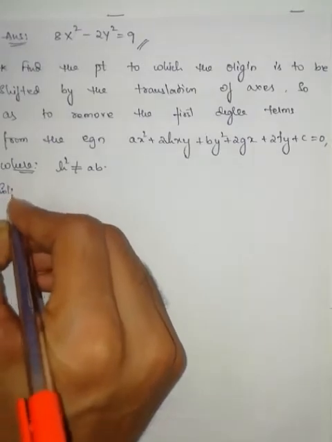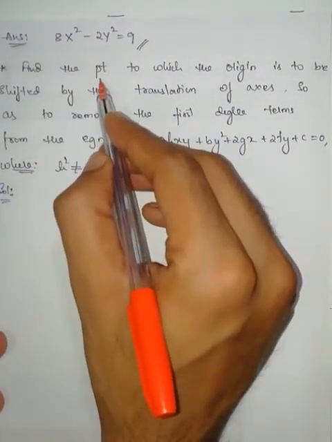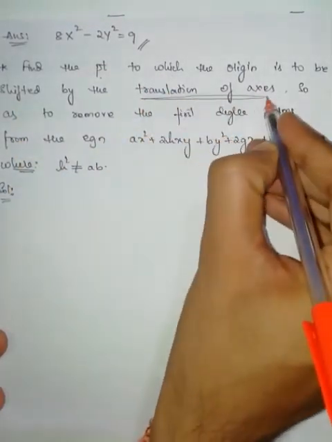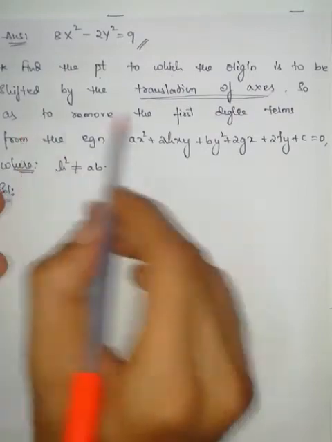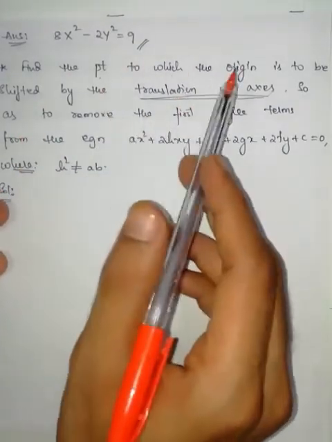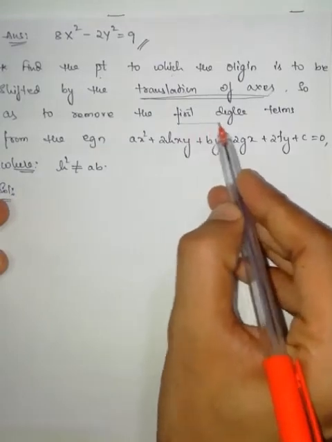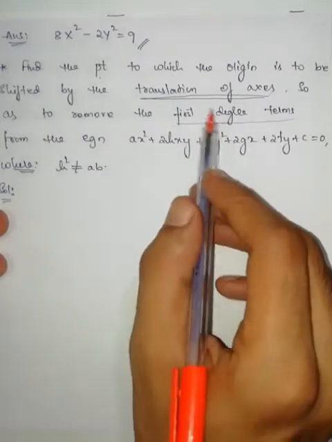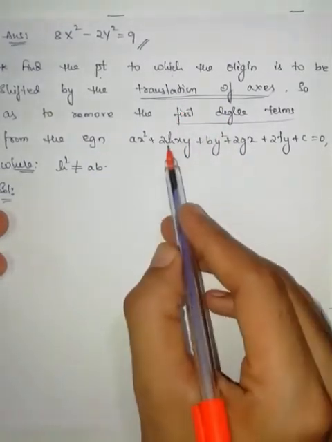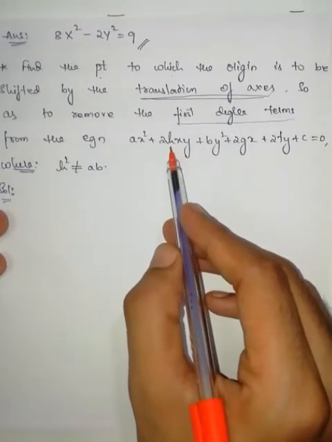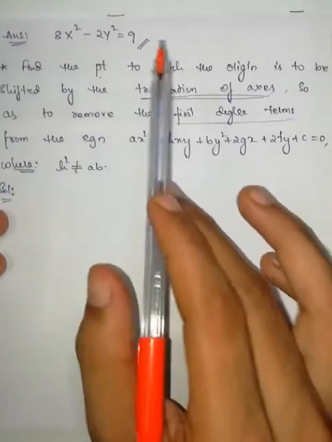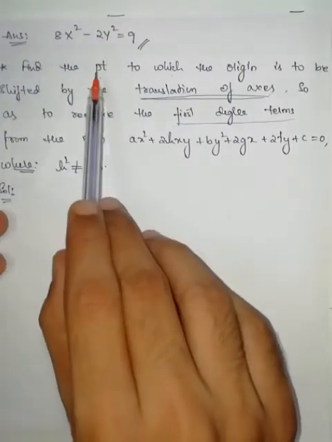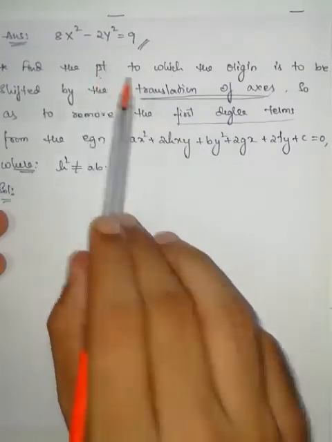Solution: we have to find the point to which the origin is shifted by the translation of axis, so that after translation the transformed equation does not contain the first degree terms. Since the given equation already contains small h, I am not going to consider the required point as h comma k, because you may get confused with the point h and this one.